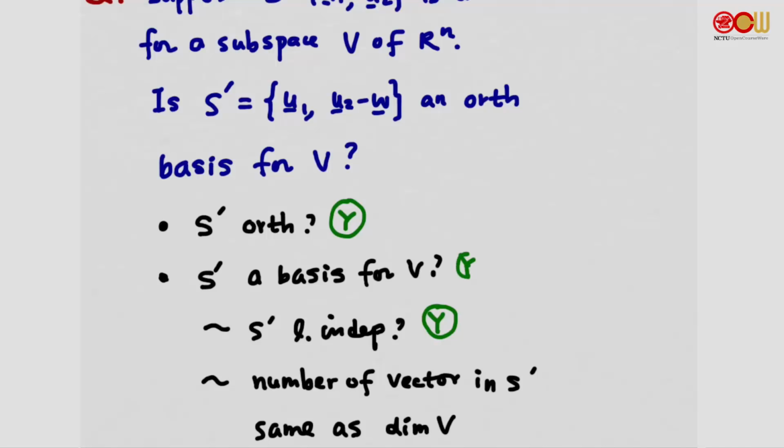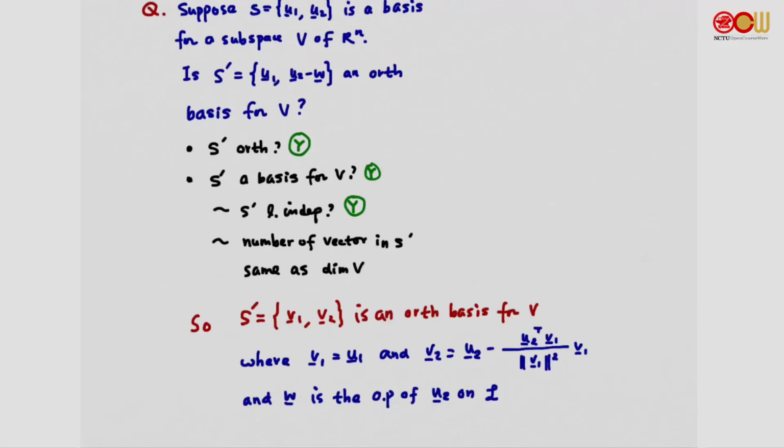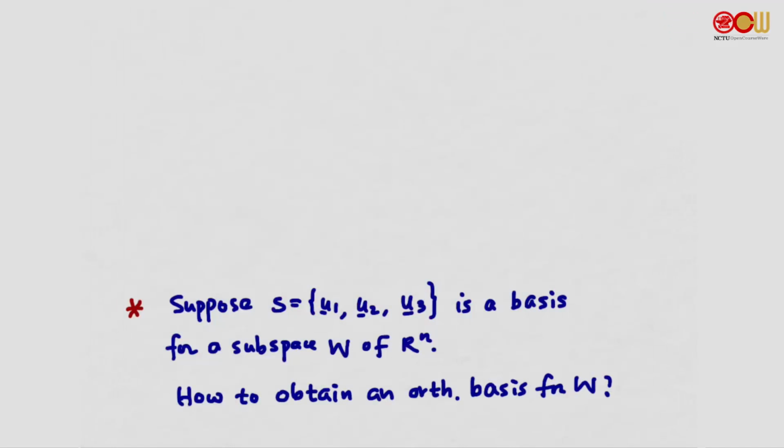So yes. So this S prime, if we have a V1, V2 vector, where V1 is equal to U1, and V2 is equal to U2 minus the orthogonal projection of U2 along the line of V1, then S prime is an orthogonal basis for V. How about the case when S has 3 vectors?